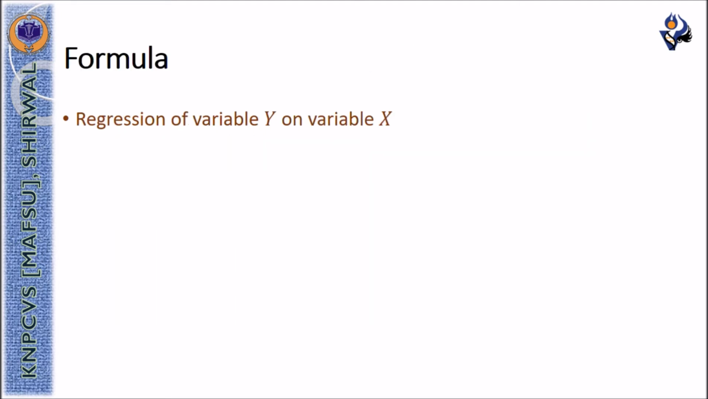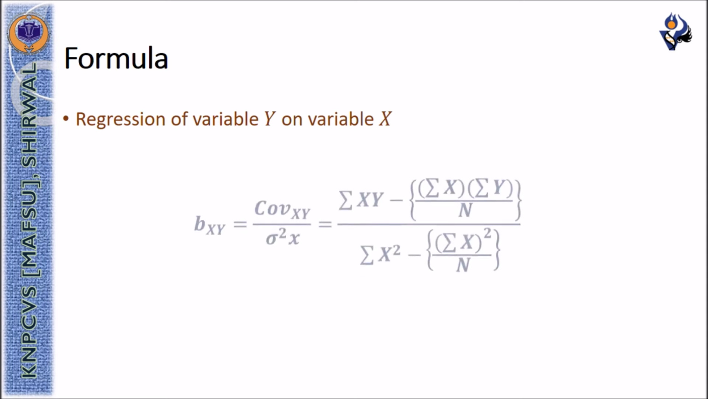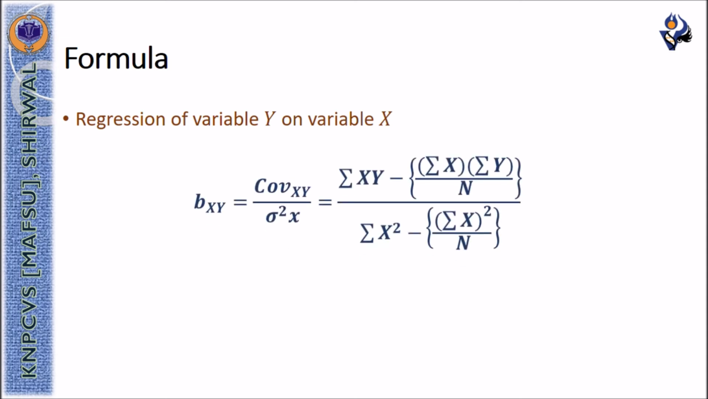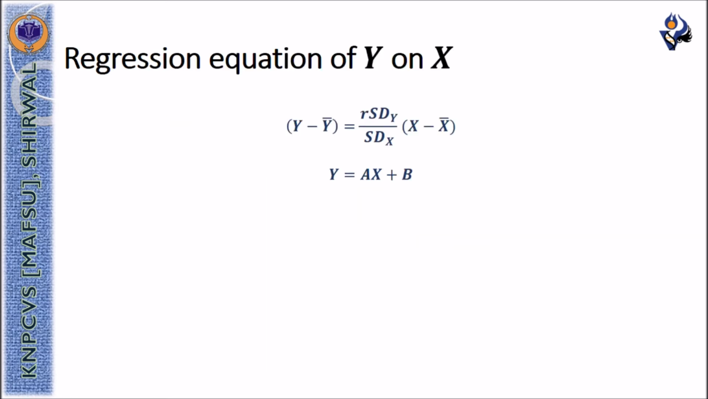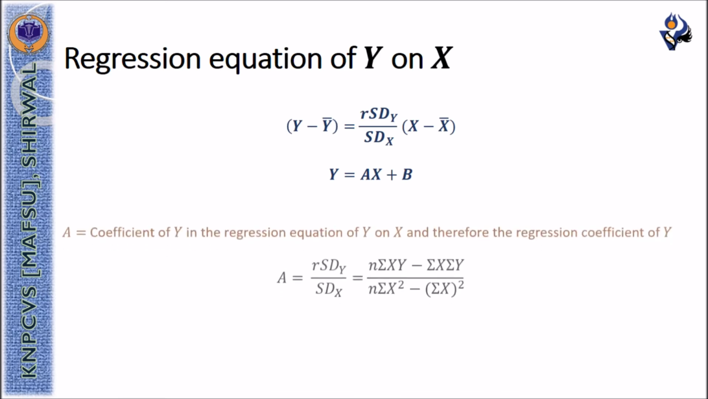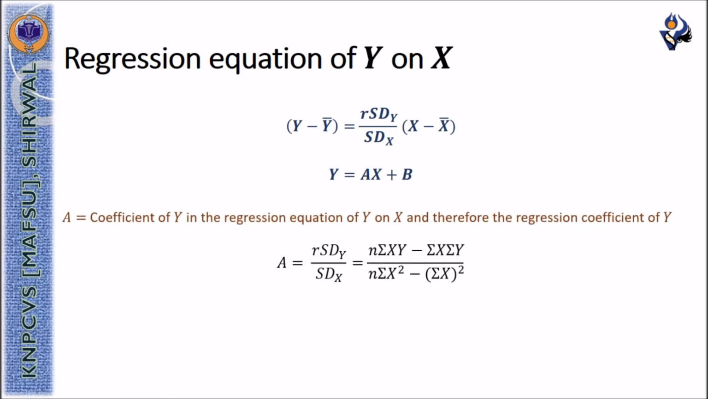The regression of variable y on variable x can be obtained with the formula bxy is equal to covariance xy divided by variance of variable x. The regression equation of variable y on variable x can be obtained with the formula y is equal to ax plus b, where a is the coefficient of x in the regression equation of y on x, and therefore the regression coefficient of variable y, whereas b is a constant.